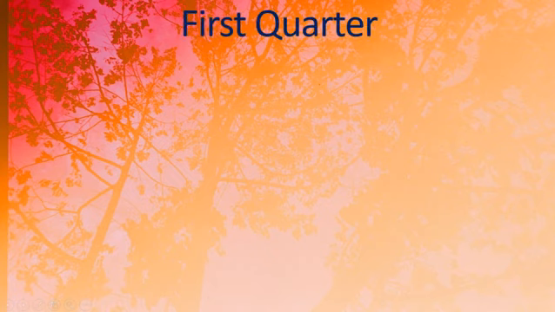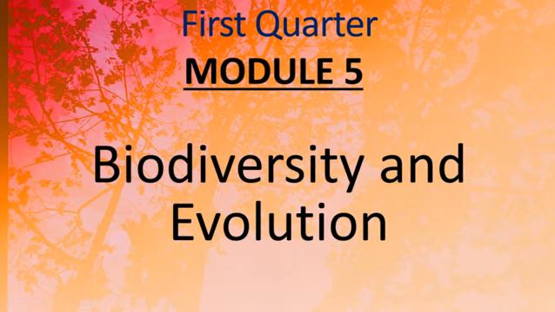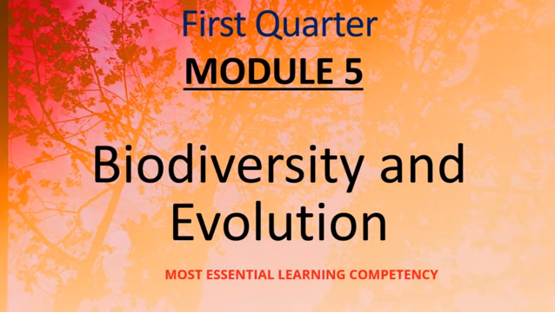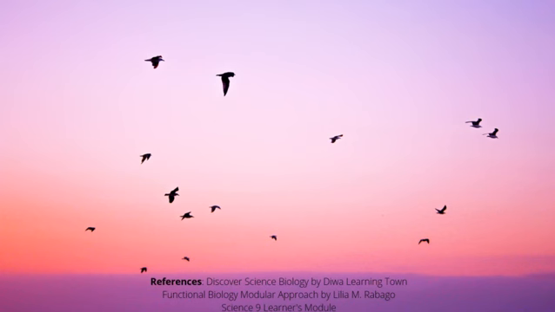We are now on the fifth module under quarter one, which is entitled Biodiversity and Evolution. And the most essential learning competency that we are going to target today is to relate species extinction to the failure of population of organisms to adapt to abrupt changes in the environment. So you better get ready for the following lessons and appreciate the wonders of nature.